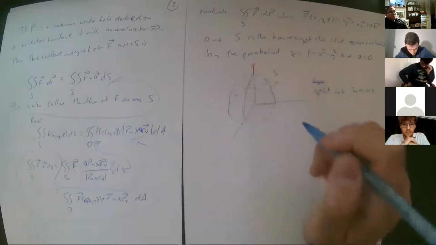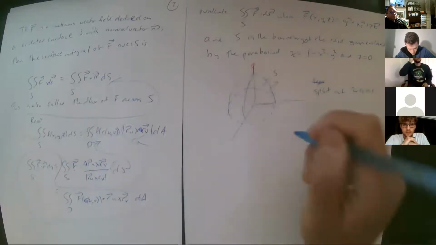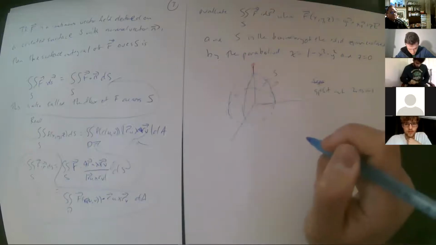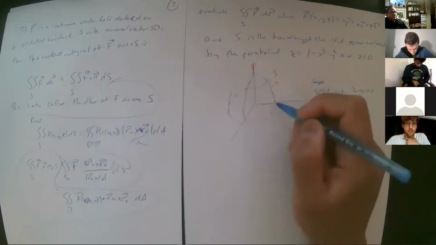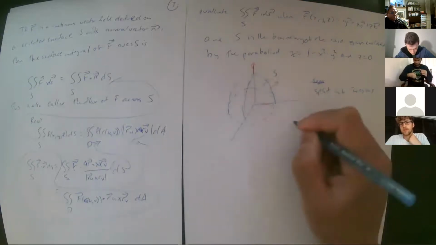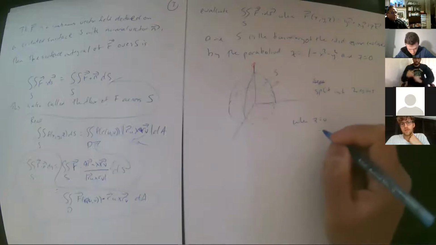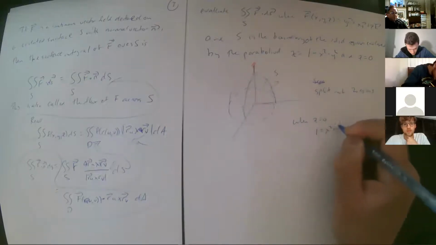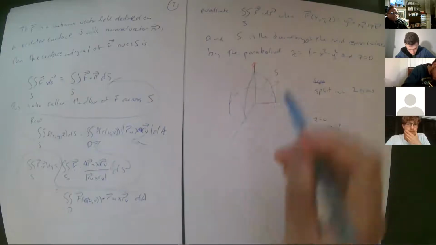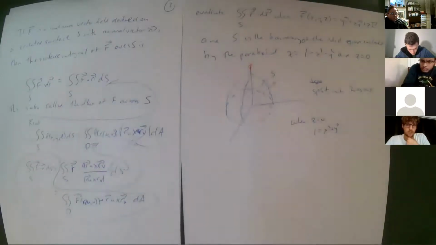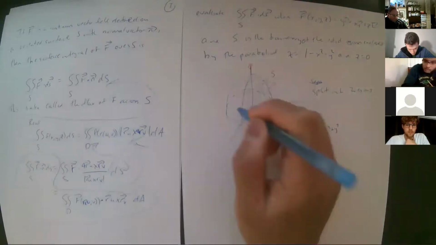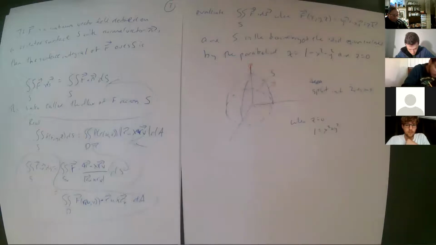So X and Y need to satisfy the equation X squared plus Y squared is less than or equal to 1. Right? Because when Z is equal to 0, we have 1 is equal to X squared plus Y squared. That's this circle right here. So X squared plus Y squared need to be less than or equal to 1. So we can be anywhere in here. That gives us that dome shape. Does that make sense? So what do we need to do?